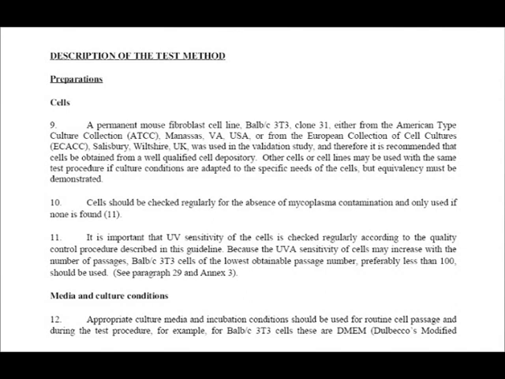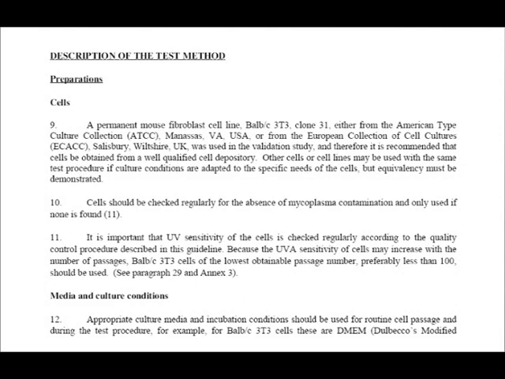In this slide we're looking at the cells, and it says a permanent mouse fibroblast cell line, clone 31, either from the American Type Culture Collection or from the European Collection of Cell Cultures in Salisbury, Wiltshire, was used in the validation study, and therefore it is recommended that cells be obtained from a well-qualified cell depository.